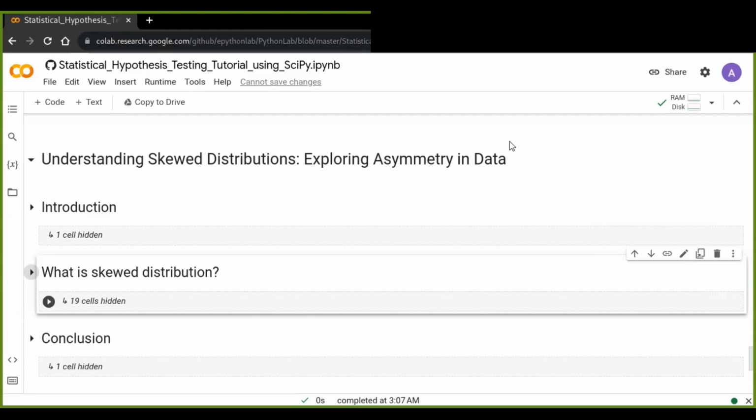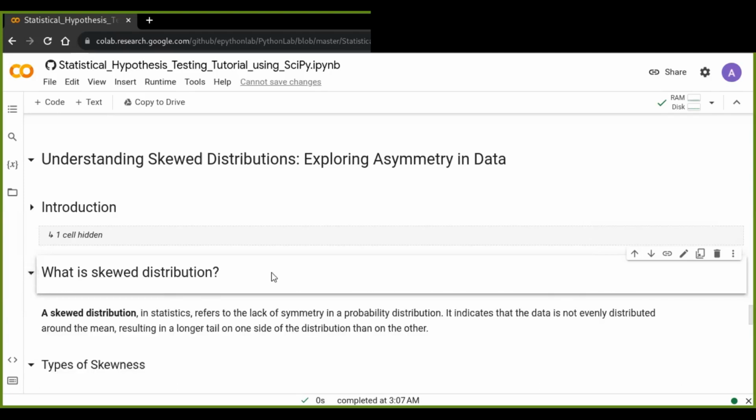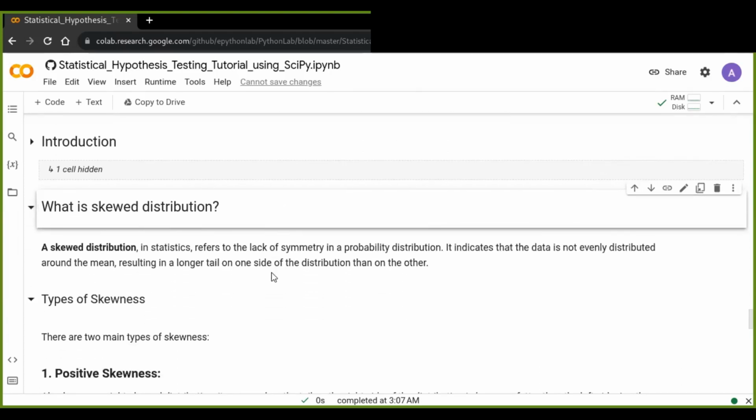Let's go. What are skewed distributions? Skewed distributions in statistics refers to the lack of symmetry in a probability distribution. It indicates that the data points are not evenly distributed around the mean, which means the data points are not evenly distributed around the central tendency of your data set, resulting in a longer tail on one side of the distribution than on the other.